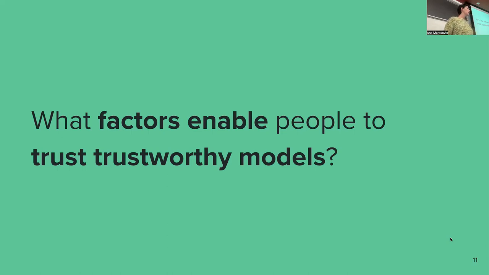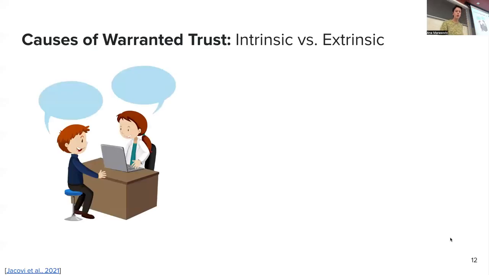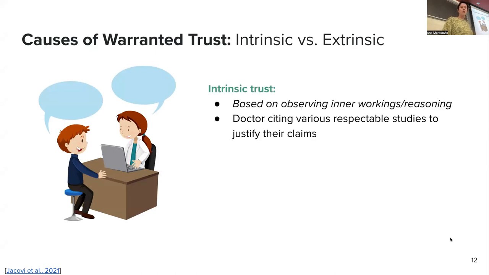So it might feel like a little digression, but it all is part of this whole story about human trust in AI. Okay, so there are two broad categories of causes of warranted trust, and we can divide them into intrinsic and extrinsic. Intrinsic trust in a model that's truly trustworthy is based on observing inner workings of that model.